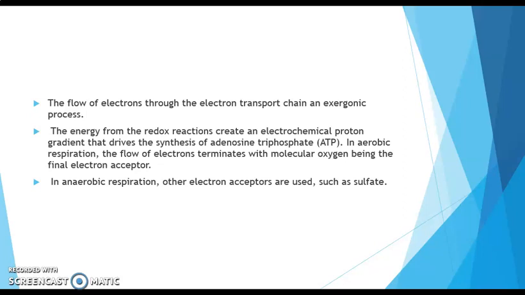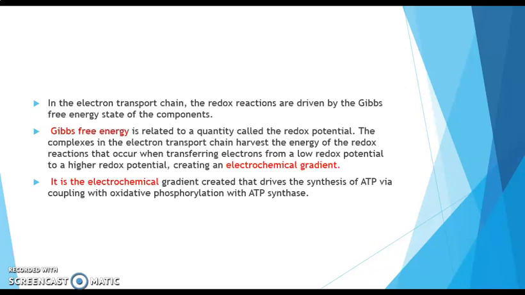In aerobic respiration, what happens? The flow of electrons terminates with molecular oxygen being the final electron acceptor. So in aerobic respiration, oxygen is the final electron acceptor. In the case of anaerobic respiration, other electron acceptors are used, such as sulfate as well as nitrate.